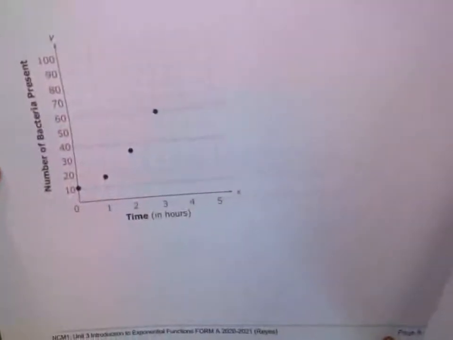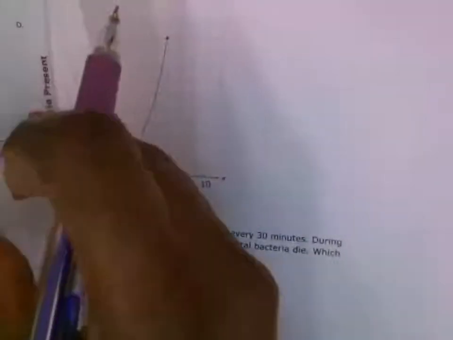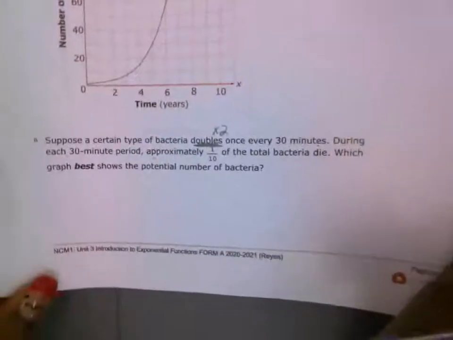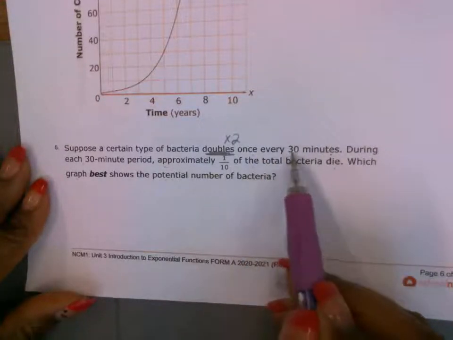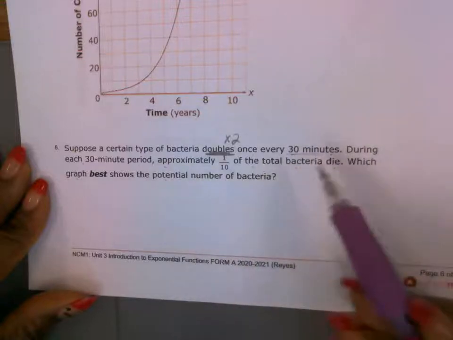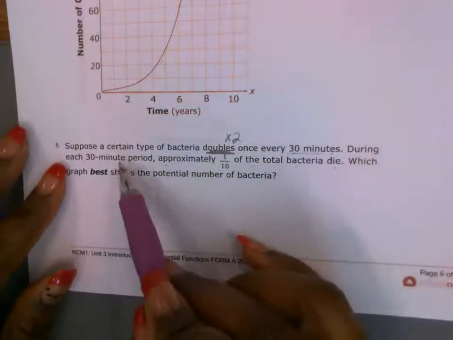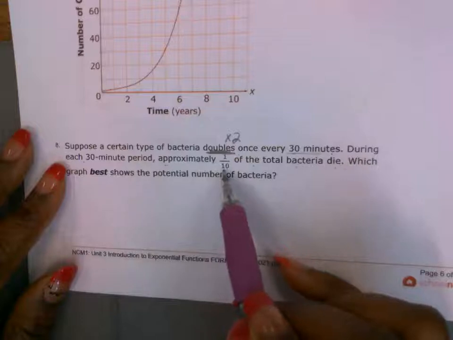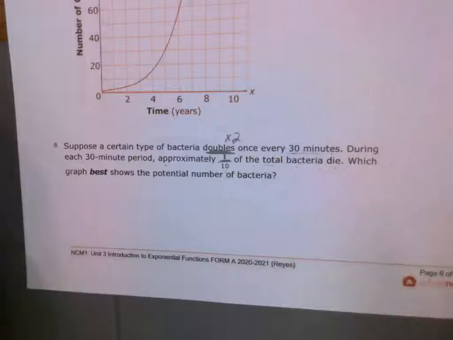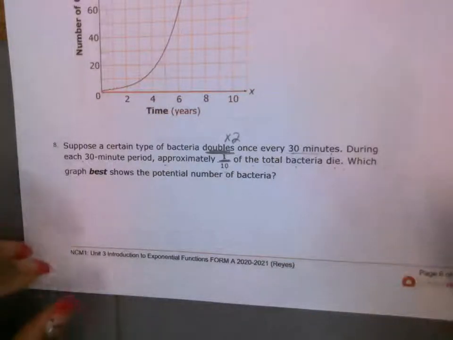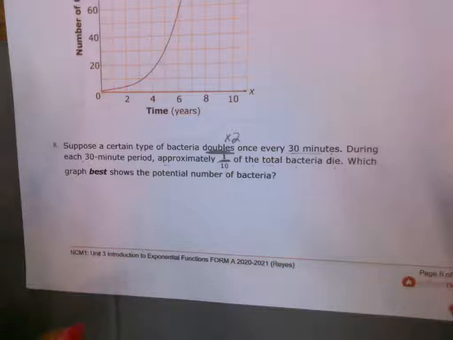Let me see if there are any that are linear, that are straight lines. Okay, most of these curve. So they gave you curved lines this time. All right, so there's hardly none you can eliminate. So you're going to be doubling once every 30 minutes. So every 30 minutes is going to double. Okay. During each 30-minute period, approximately 1/10 of the bacteria will die. Okay, so about 1/10 is going to die. So it doubles, but then every 30 minutes, 1/10 of it actually dies.